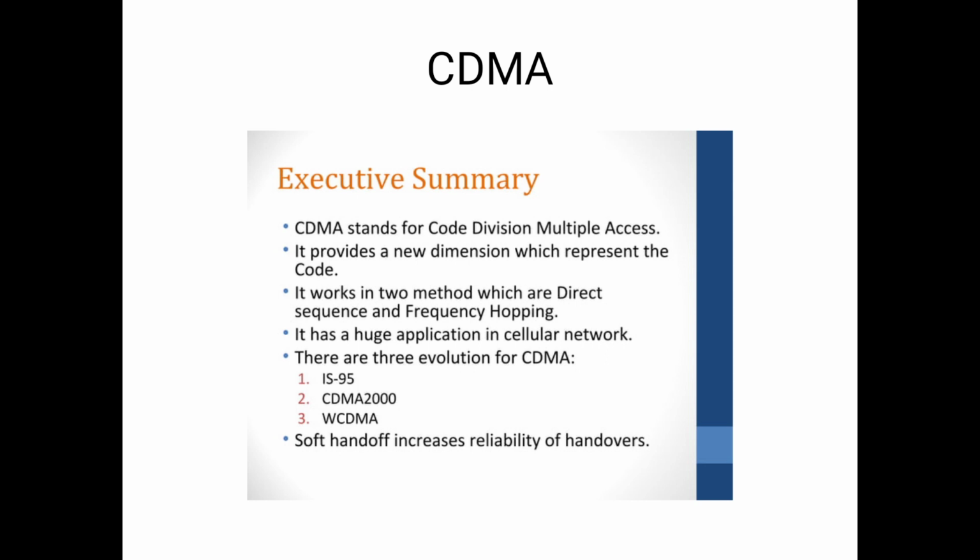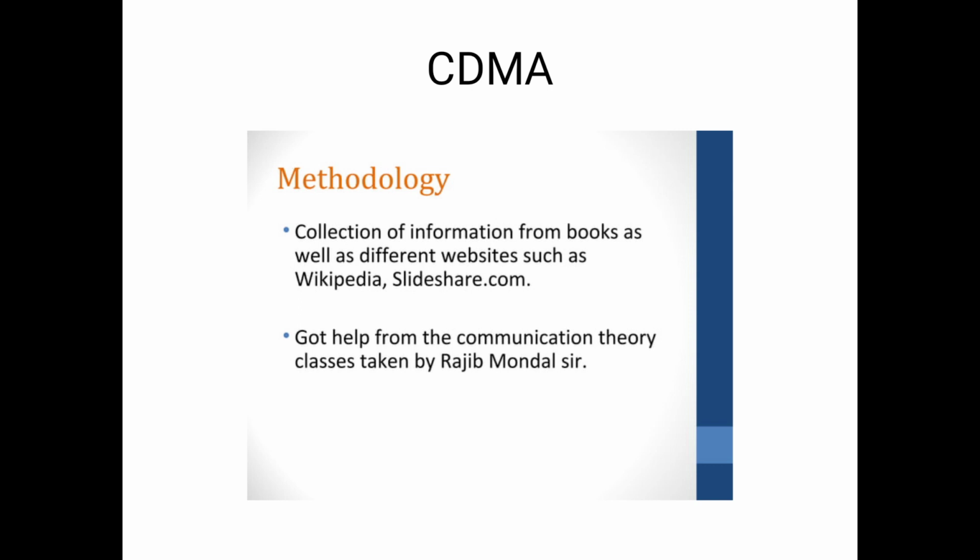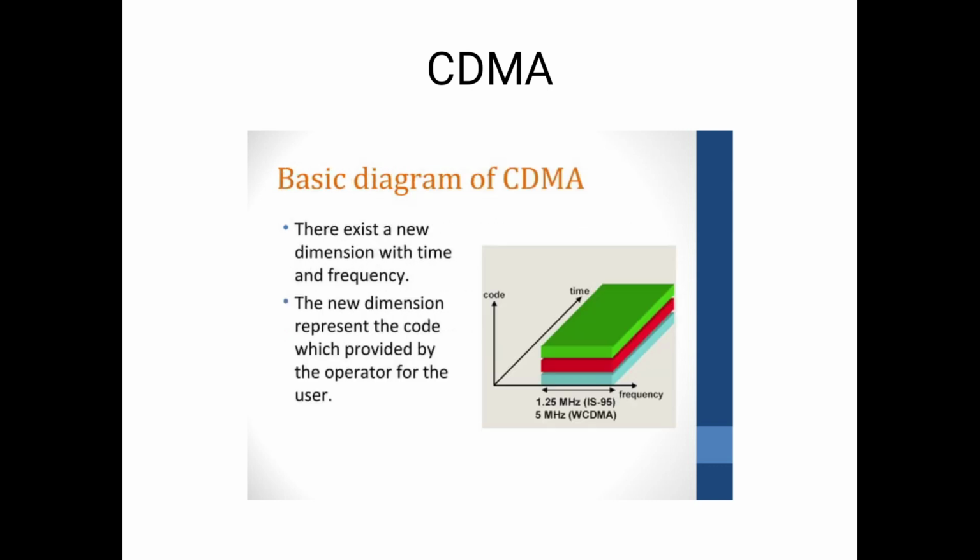Executive summary: code division multiple access. It provides a new dimension which represents the code. It works in two methods called direct sequence and frequency hopping. It has a huge application in cellular networks. There are three evolutions of CDMA: IS-95, CDMA 2000, and WCDMA. Soft handoff increases the reliability of handover. Methodology: collection of information from books as well as different websites such as Wikipedia and slideshare.com, got from communication theory.